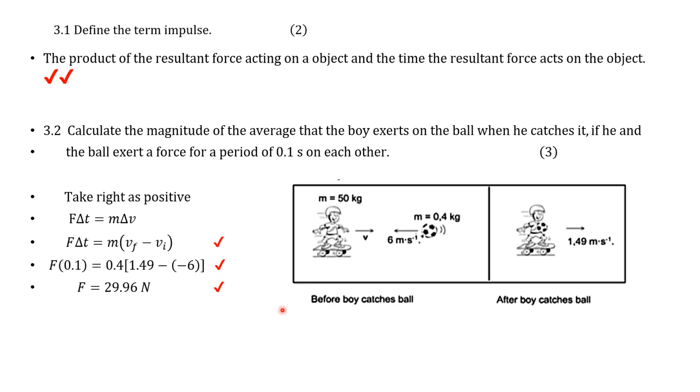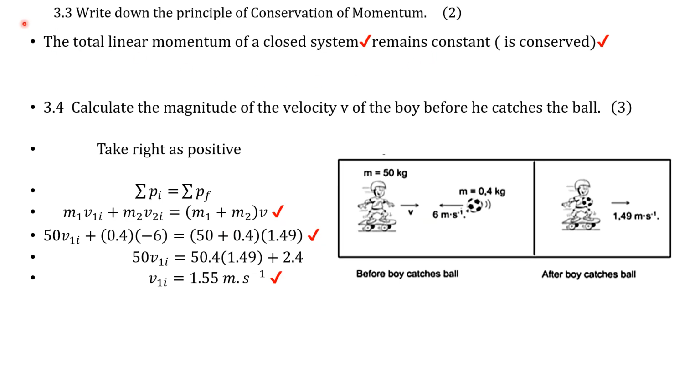Let's go to the next question. 3.3, write down the principle of conservation of momentum. One of those favorite definitions they like asking. So the total linear momentum in a straight line of a closed system, 1 mark, remains constant, or we can say is conserved, 2nd mark.